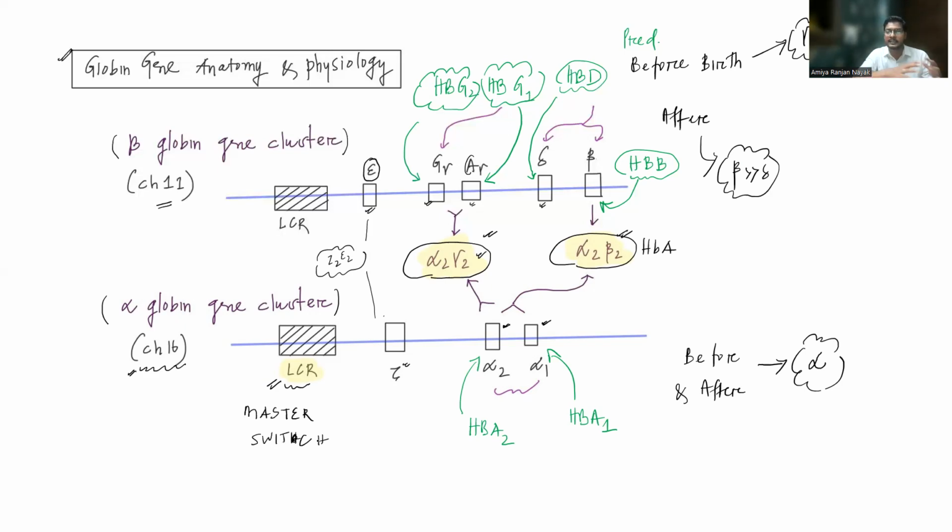So we have beta-like globin genes, those are epsilon, gamma, delta, beta. And alpha-like globin genes include zeta and alpha.